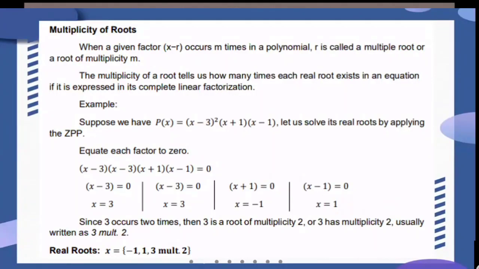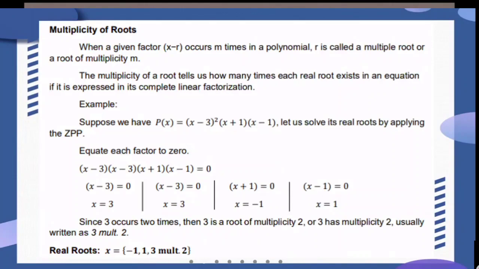Multiplicity of roots. So, sabi dito, when a given factor, the quantity of x minus r occurs m times in a polynomial, r is called the multiple root or a root of multiplicity m. The multiplicity of the root tells us how many times each real root exists in the equation, or it is expressed in its complete linear factor. So, suppose daw po, di ba kung makikita nyo dito, we have x minus 3 squared. So, squared siya. So, ibig sabihin, dalawang beses mo siya i-multiply itself. Then, x plus 1 multiplied by the quantity x minus 1.